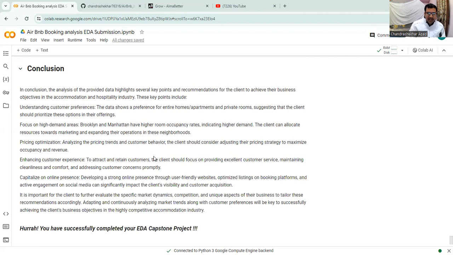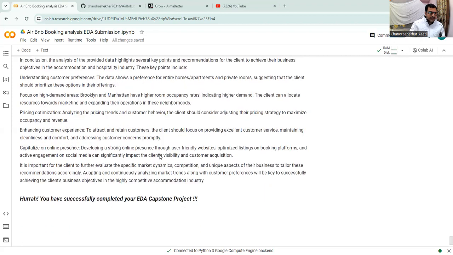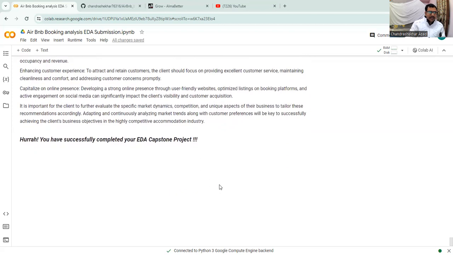Brooklyn and Manhattan have higher room occupancy rates, indicating higher demand. The client can allocate resources toward marketing and expanding their operations in these neighborhoods. Price optimization: analyzing the price trends and customer behavior, the client should consider adjusting their price strategies to maximize occupancy and revenue. Capitalize on online presence: developing a strong online presence through user-friendly websites, optimized listings on booking platforms, and active engagement on social media can significantly impact the client's ability.